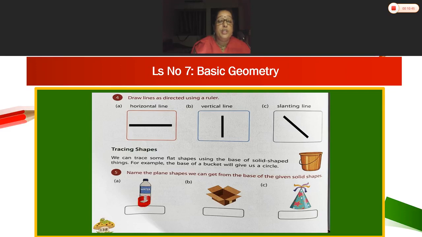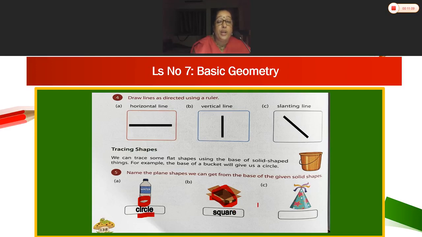Here the base is a circle. So we will write circle. What will we write? Circle. Very good. Now second one, what can you see here, children? The box. Yes. So what will you write? Now this box is like a square. So we will write square. Box is square. You can see with the red one I have marked.